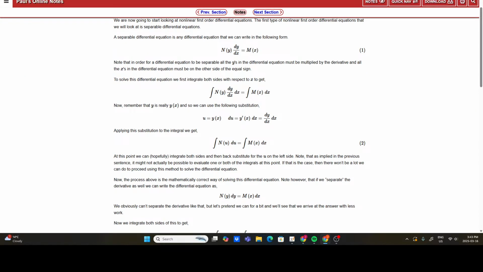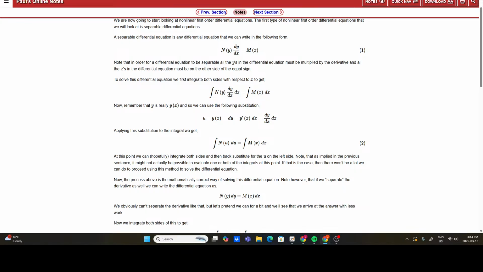Know that in order for a differential equation to be separable, all the y's in the differential equation must be multiplied by the derivative, and all the x's must be on the other side of the equal sign. So y is getting multiplied by the derivative, and the other thing should be on the other side. We first integrate both sides with respect to x.